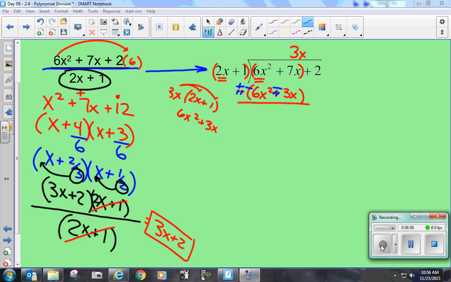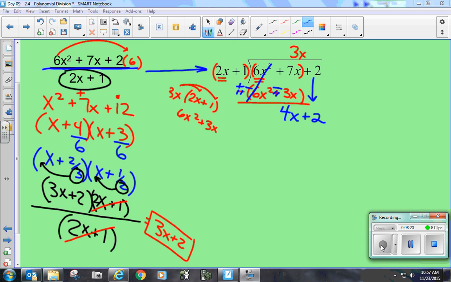Look at that. 6x squared minus 6x squared, gone. That's why I want to make the first terms match. That's it. And what do I have if I have 7x minus 3x? 4x. And then I drop the next number and I do it all over again, just like my division problem.